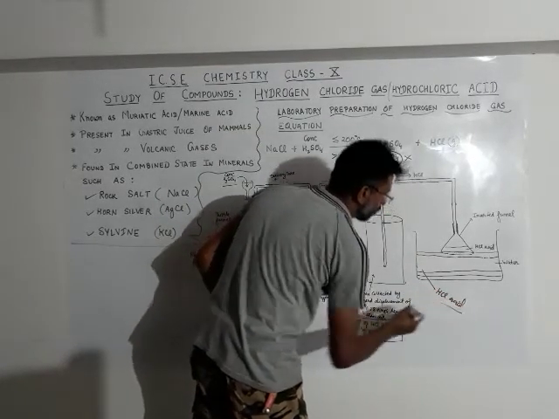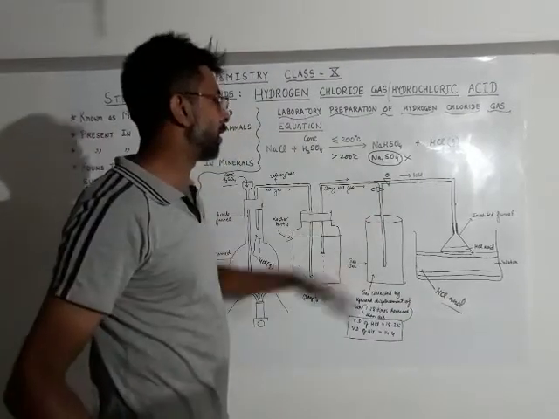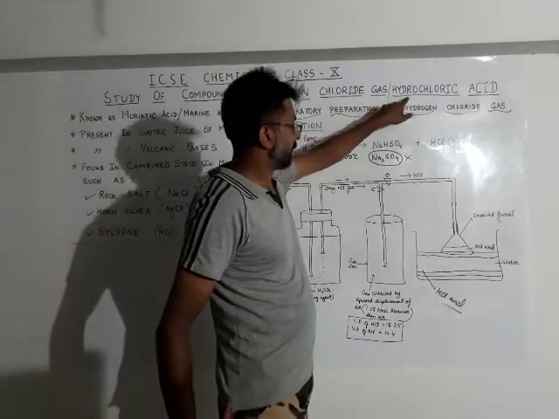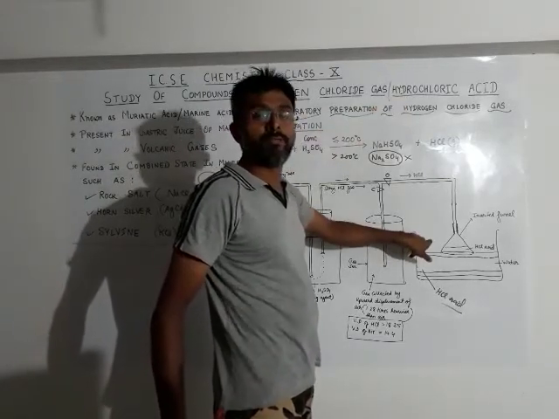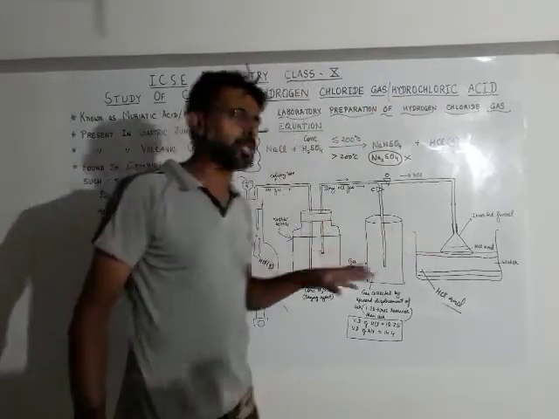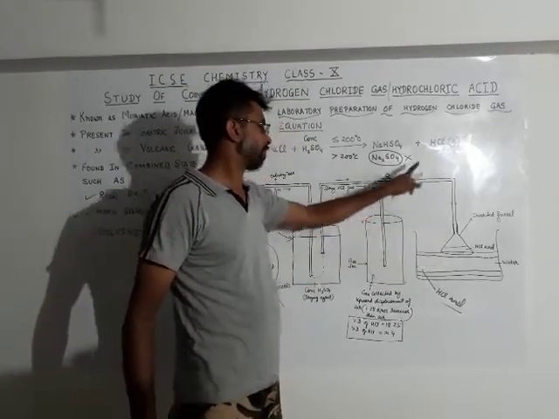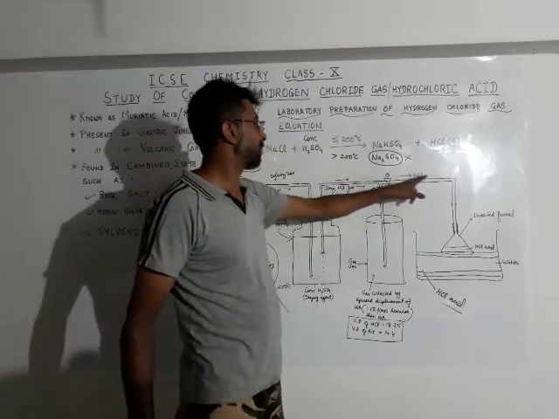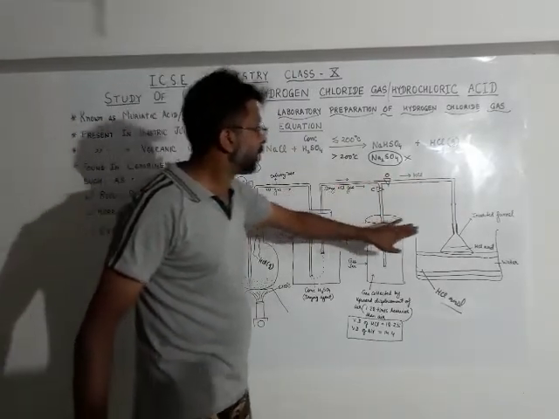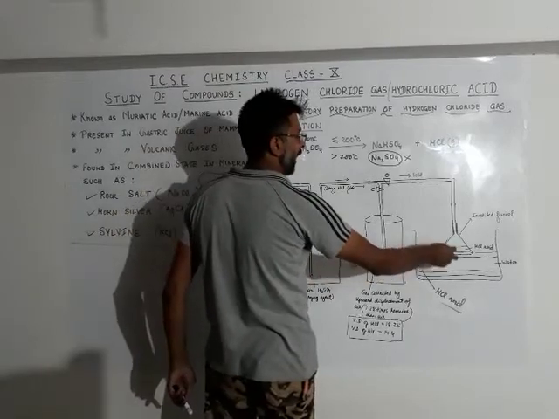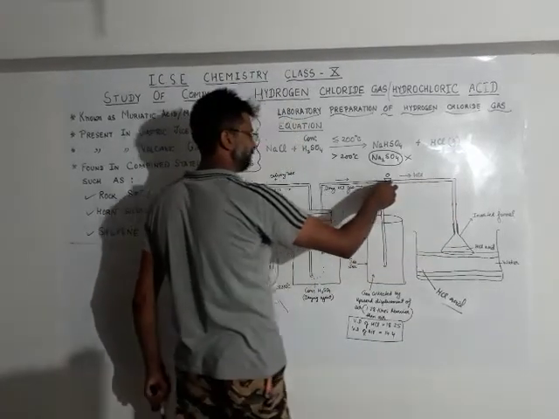Now, my dear students, this method of preparing hydrochloric acid is called the inverted funnel arrangement. It is a special arrangement. This arrangement prevents back suction of water from this flask. If we use a plain delivery tube, what will happen? The water from this flask will enter this delivery tube.